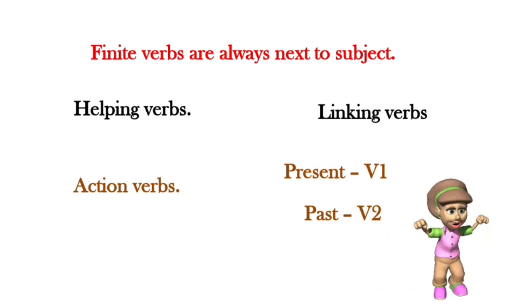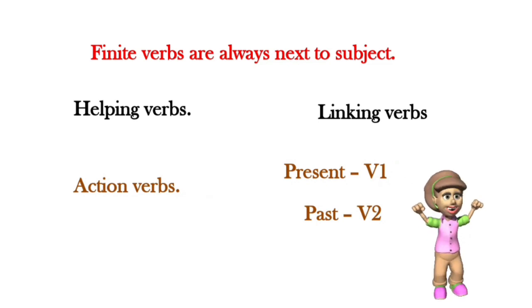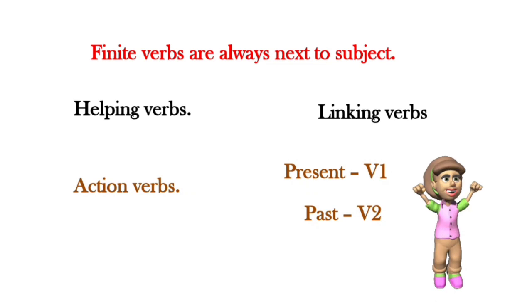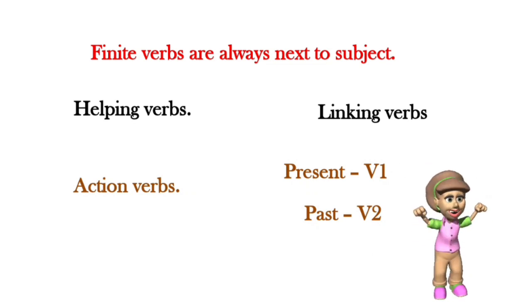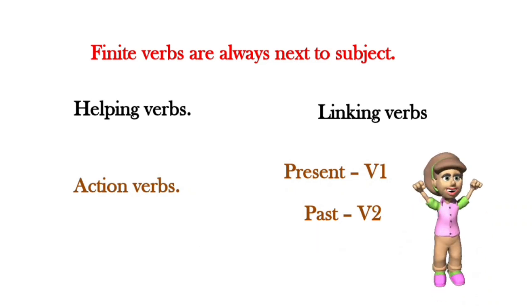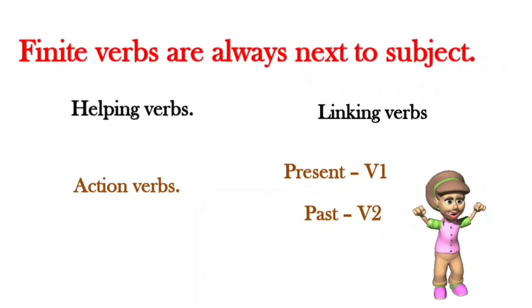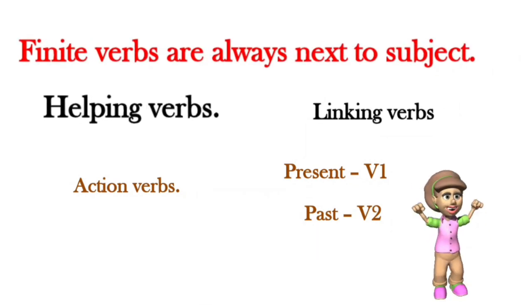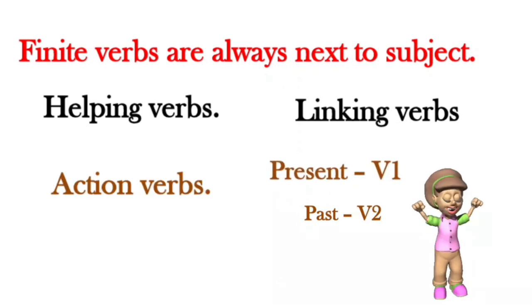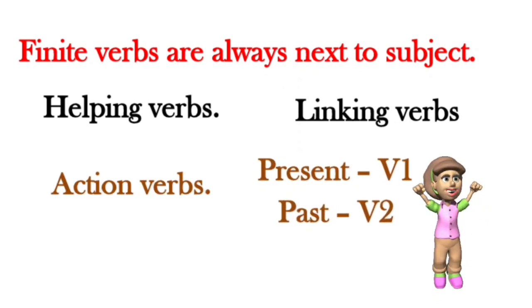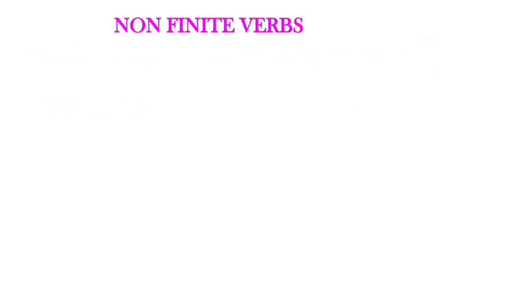Okay, if you keep two things in your mind, like the next word of the subject is a helping verb, maybe an action verb, they are the finites. Next to the subject is finites. That is enough to identify the finite verbs. Now let us see some examples of how to identify the finite verbs.